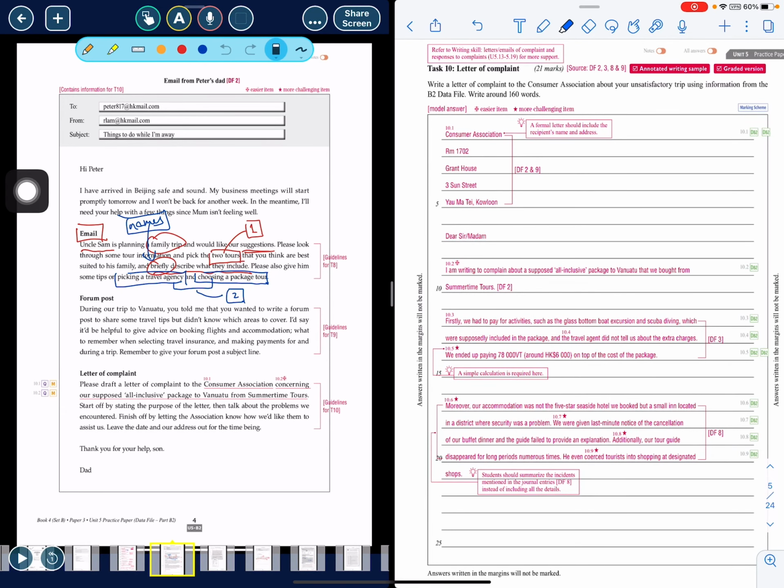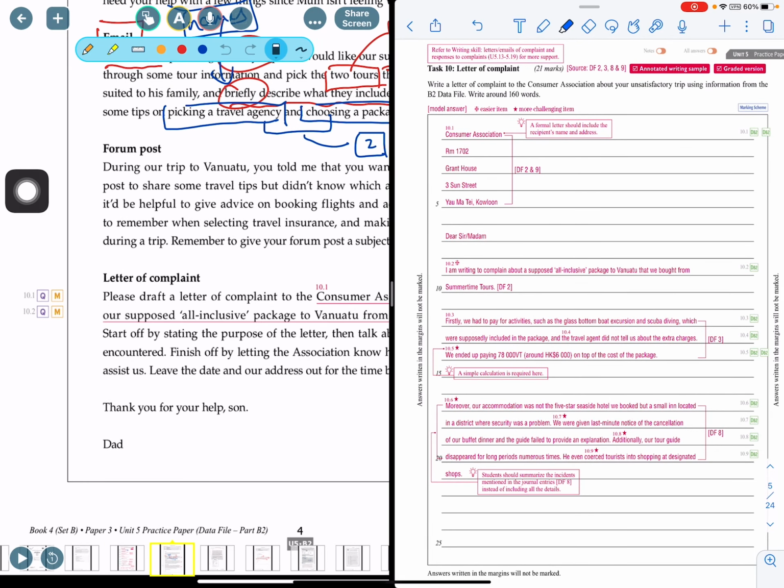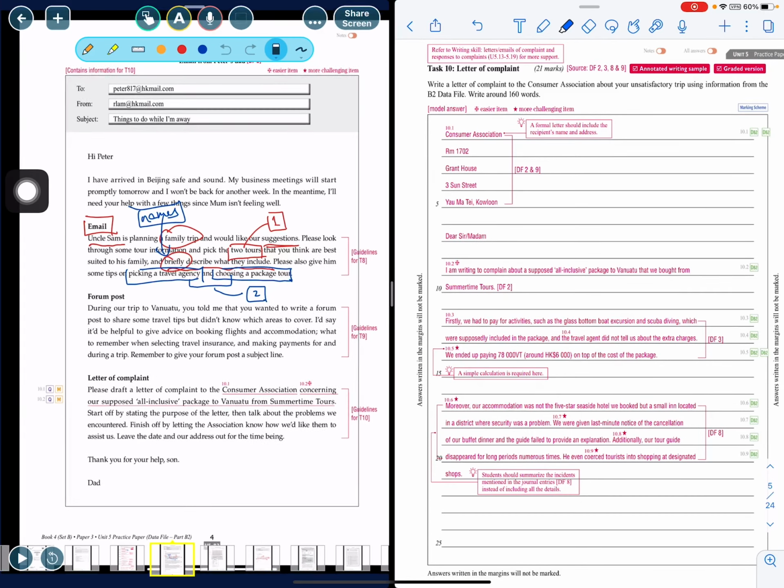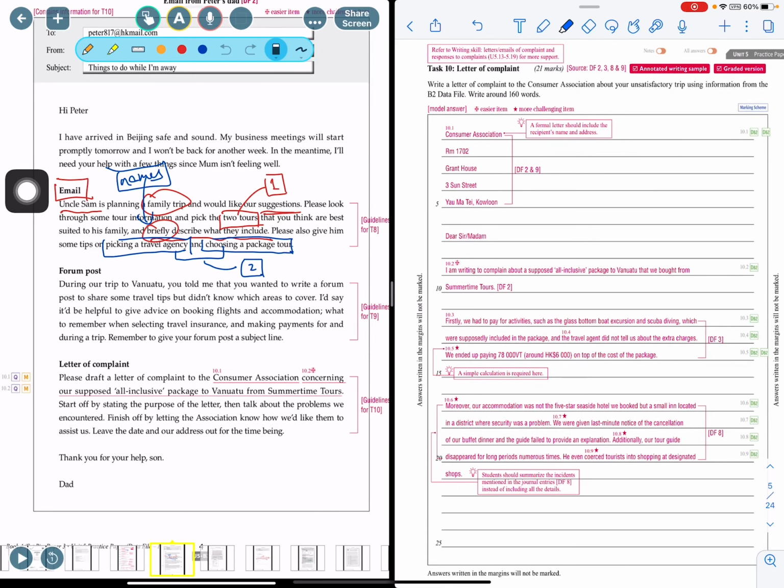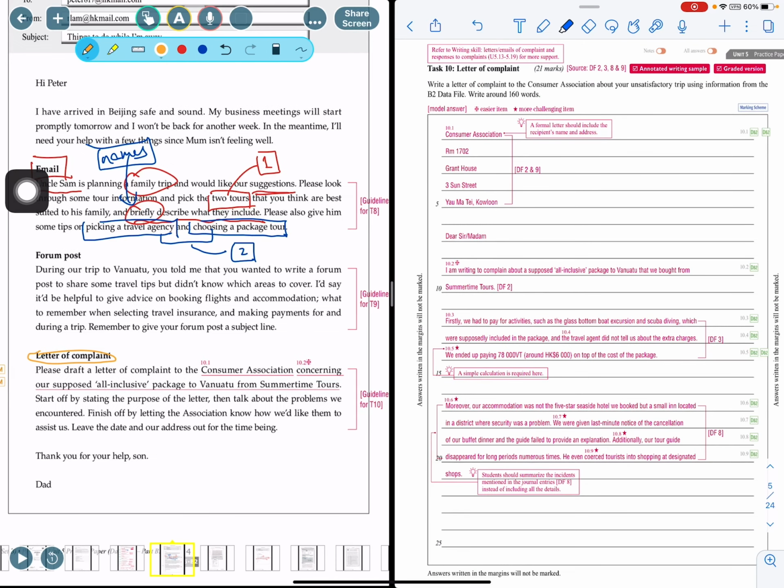Okay, now we're going to talk about practice paper 5, part B2, task 10. Task 10 is a letter of complaint, so let's take a look at the requirement of this letter of complaint. For this letter of complaint, you are writing to Consumer Association about our supposed all-inclusive package to Vanuatu from Summertime Tours. Okay, so this is what you're going to complain about.